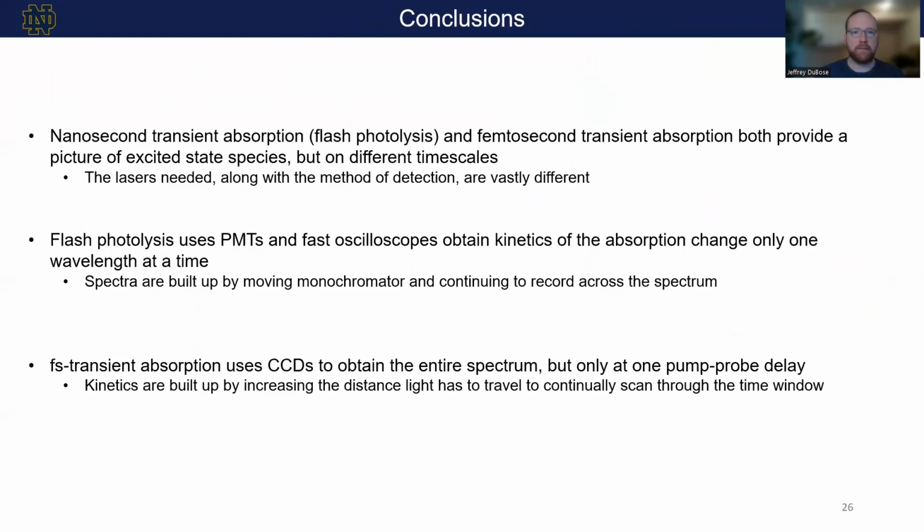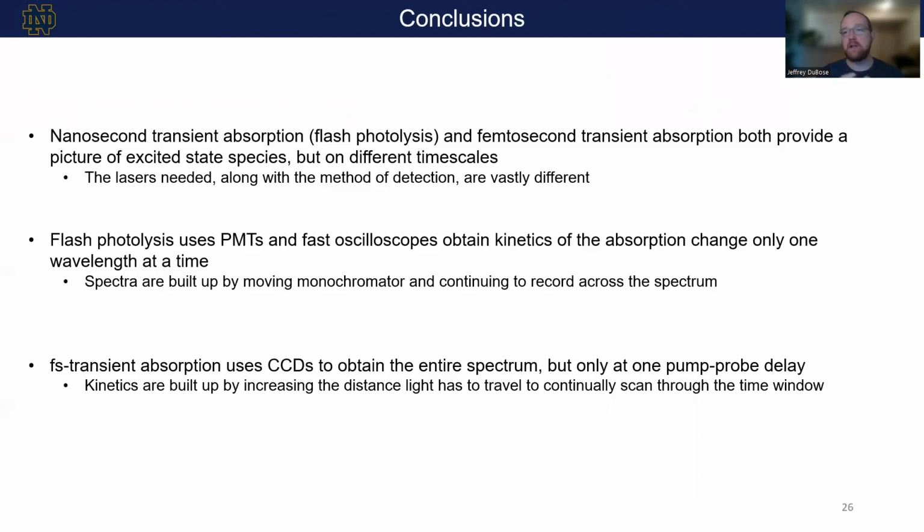Okie dokie. So with that, we're actually arriving at the end of the talk. So again, nanosecond transient absorption, flash photolysis, and femtosecond transient absorption, they're both providing us a lot of really interesting information on the excited state species, right? Triplets, singlets, energy transfer, proton coupled electron transfer, donor acceptor type interactions, triplet and singlet manifolds, all sorts of interesting things. Again, if you're still not familiar with transient absorption, please go back to part one of this video for the principles of transient absorption, because that'll give you a lot of the basics of why we care about this.